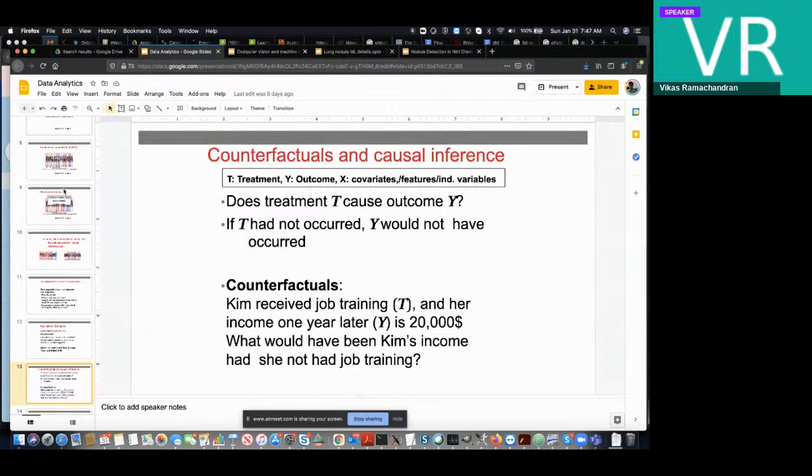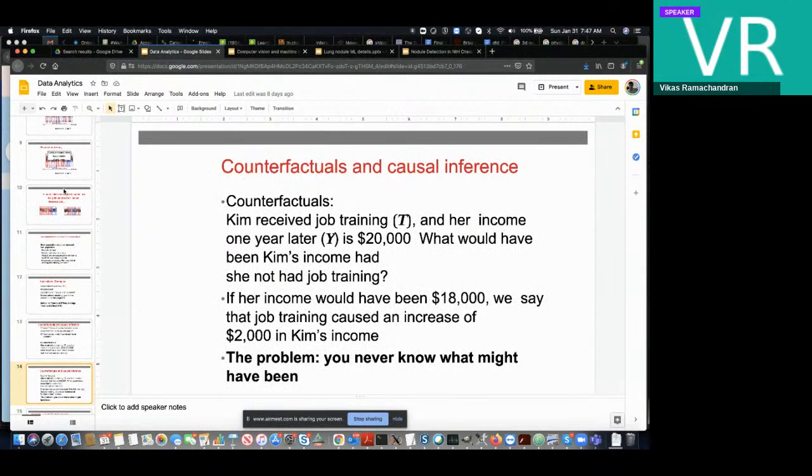Now the question is, what is the effect of job training on this person? Let's say we had not given her job training, because training takes time and money. What would Kim's income be if she had not received job training? And I'm telling you that her income would have been $18,000. How do you know this? Let's say I have an oracle which tells me that if Kim was not given job training, then her income would have been 18K. So the actual effect, or the outcome difference between giving job training versus not giving it, is the difference between $18,000 and $20,000. So $2,000 is the actual improvement in Kim's life from giving job training.